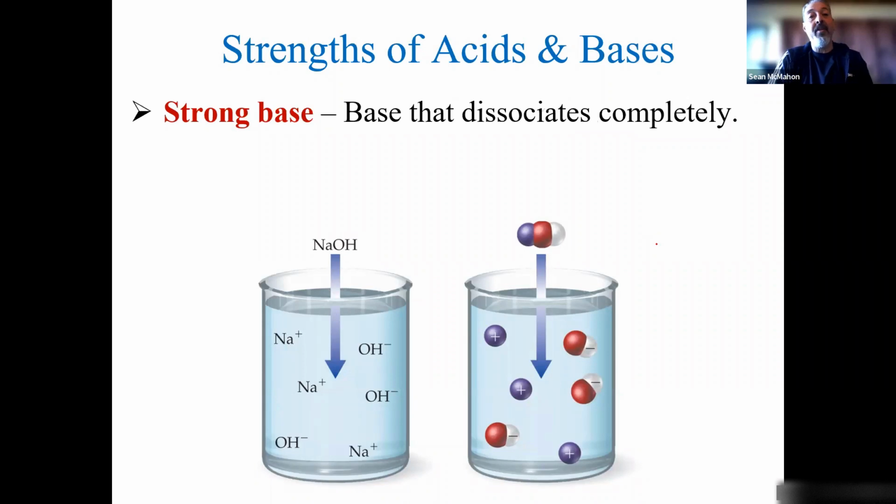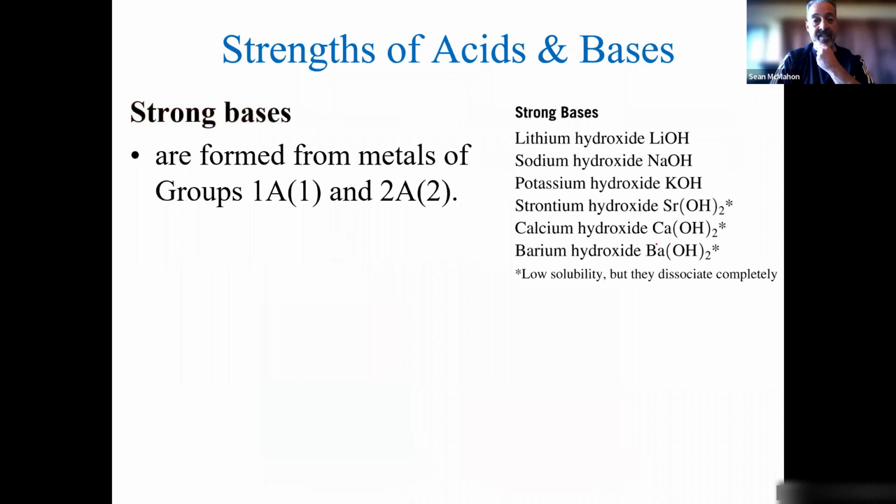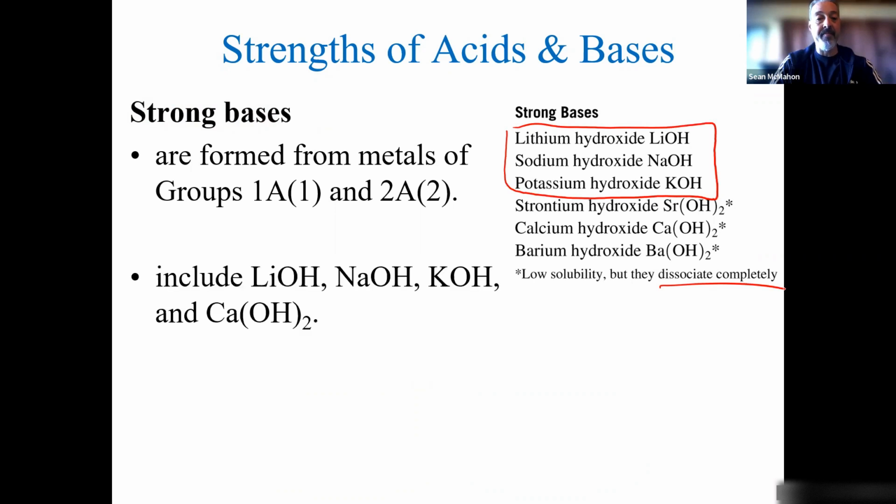So with bases, the strength is based on the dissociation. So sodium hydroxide, right? We know that sodium is always soluble, so it completely ionizes. So again, we have 6 strong bases, group 1A and group 2A. Group 1A, because they're always soluble: lithium hydroxide, sodium hydroxide, potassium hydroxide. Now, strontium hydroxide, calcium hydroxide, and barium hydroxide have low solubility, but they dissociate completely. So those are considered strong bases.